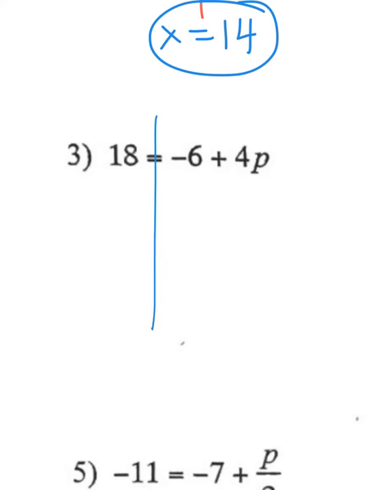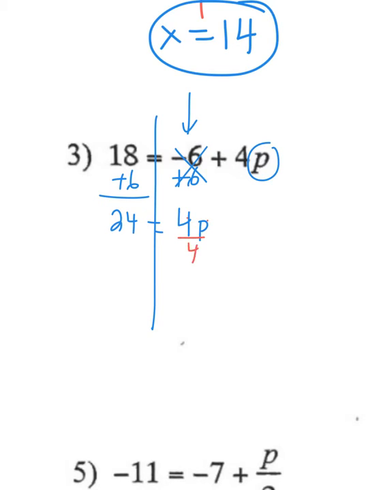Okay, here's my equal sign, here's my variable. I see this 6, we like to undo addition and subtraction first. So minus 6, plus 6. Look how easy, it just goes away. Plus 6 on this side, and 18 plus 6 is 24. And I have 4p over here. That's my 4 times p, so divide by 4, p equals 6.